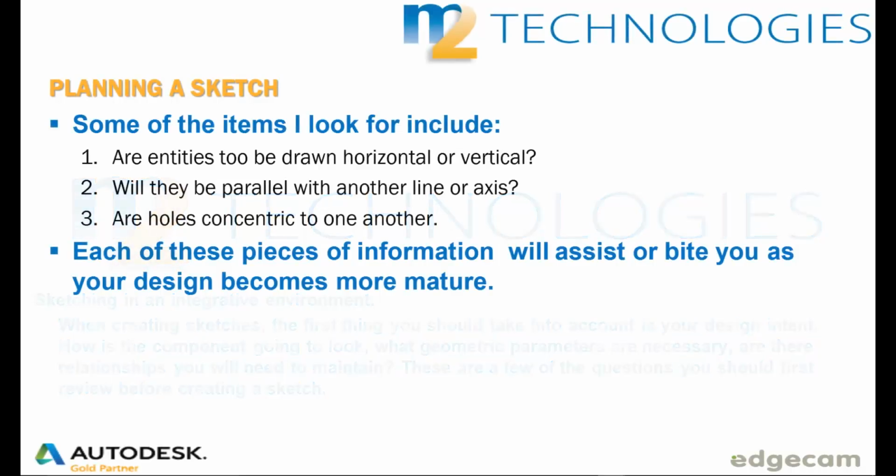The first thing to do when you begin your design is to try to understand what relationships are needed: horizontal, vertical, parallel, concentric, etc. At the lowest level, you can look at those horizontal and vertical relationships and set those in respect to your UCS, so how your sketch is set up. From there, I generally like to expand that into parallel, concentric, and symmetrical relationships. Because remember, how these relate to each other could assist you or bite you as your design becomes more mature.